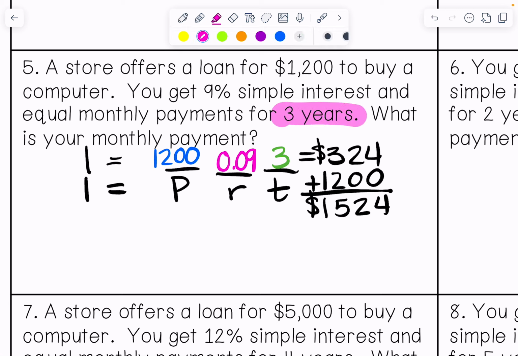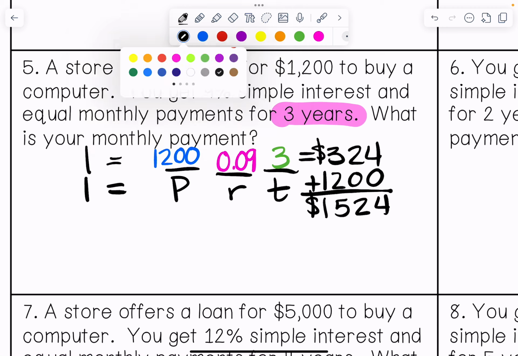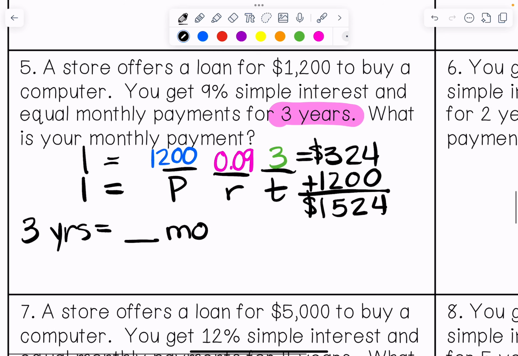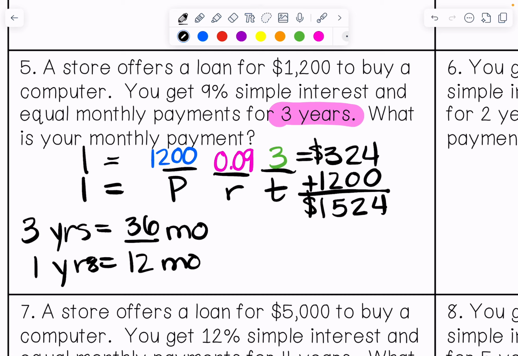So now we need to think about if 3 years, we want to think of how many months is in 3 years. So 1 year is 12 months, which means that 3 years is going to be 36 months. So over the course of 36 months, I'm going to take this $1,524 and pay equal payments. So I need to divide this by 36 to figure out my monthly payment.